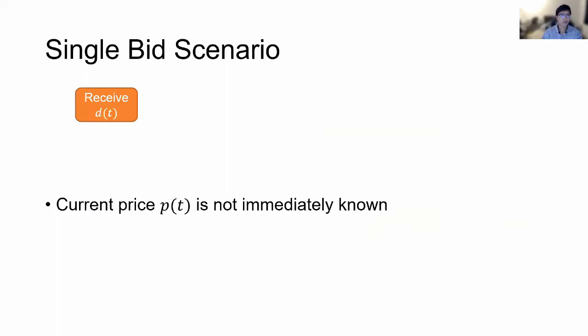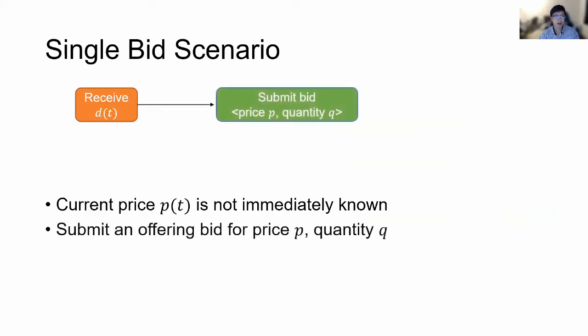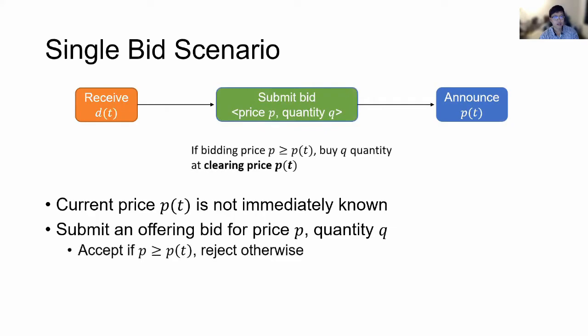First, we can go over a basic single bid scenario. The participant begins by receiving the demand D of t, but they don't immediately know P of t. They must make an offering bid consisting of a price P and a quantity Q. After submitting the bid, the market price clears and P of t is announced. If P was greater than or equal to P of t, the participant must buy quantity Q at the clearing price P of t. Otherwise, the bid is rejected and nothing is bought.